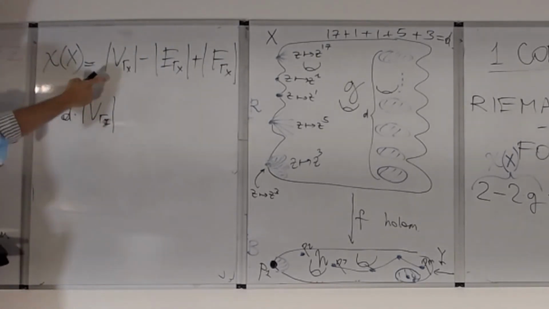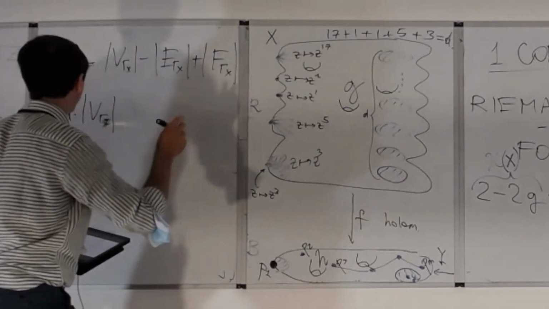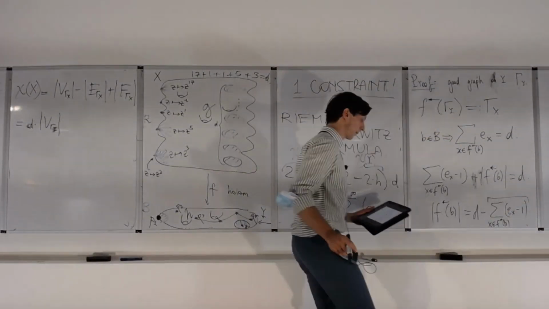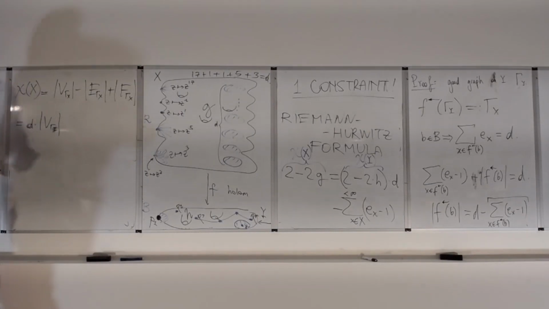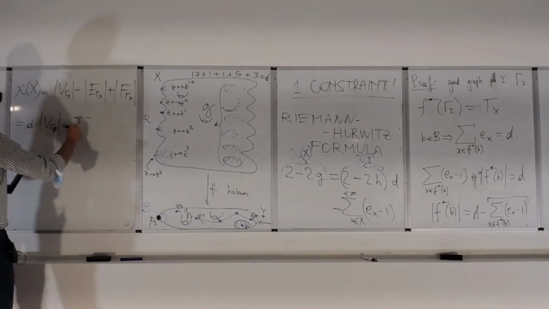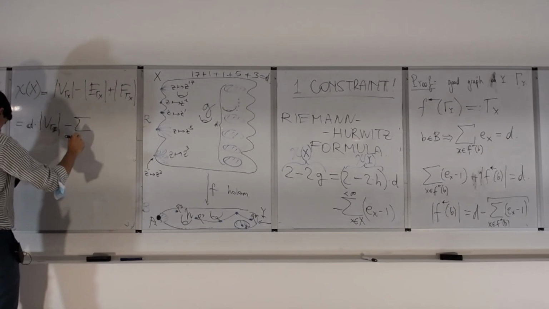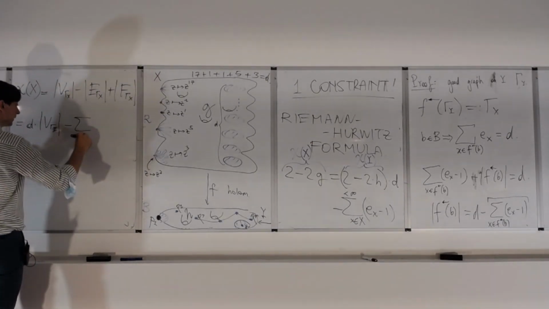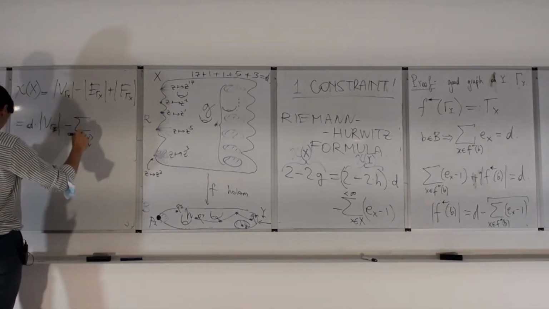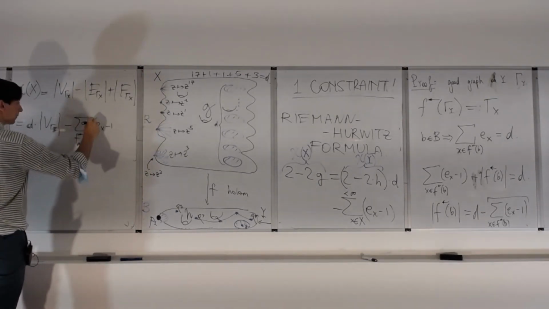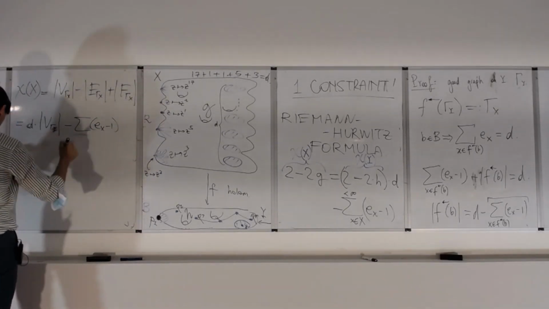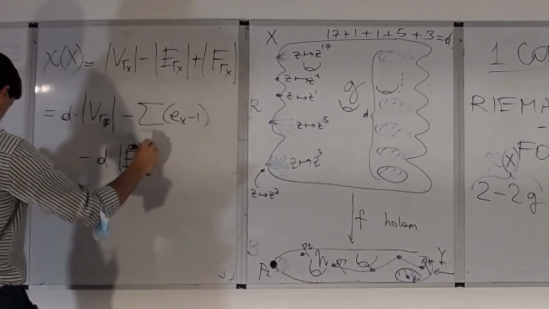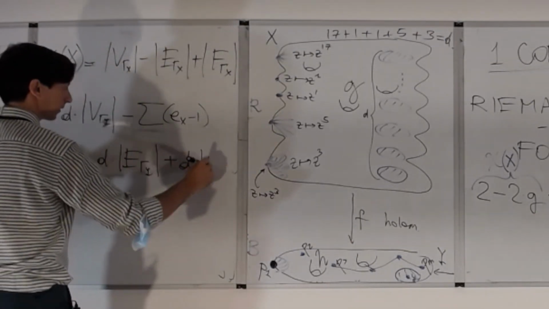right? Because every time I have a vertex upstairs, I can lift it, but then I have to pay the price. How much do I have to pay? This is how much I have to pay. So I have to subtract the sum over all the vertices v of e_v minus 1. Okay, let me write this. And then minus d times the edges of y, plus d times the faces.